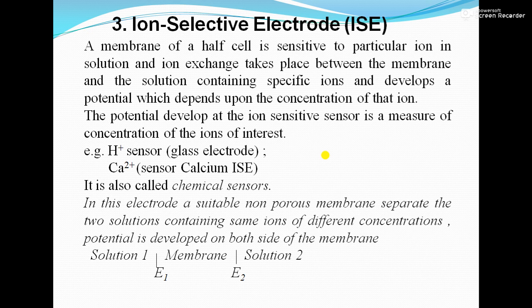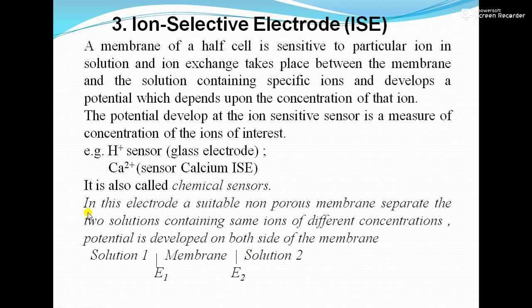So the definition is given. So you can see the definition, that is a membrane of a half cell is sensitive to particular ion in solution, and ion exchange takes place between the membrane and the solution containing specific ion and develops a potential which depends upon the concentration of that ion. Means what? We are having two solutions like that, solution 1 and solution 2, and in between that we are having membrane. So this difference between the concentration of the solution 1 and solution 2, it is measured by this membrane. So that will be the ion selective electrode.